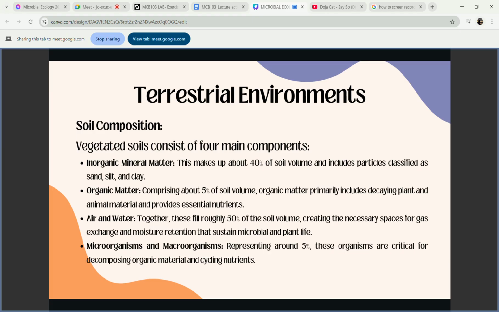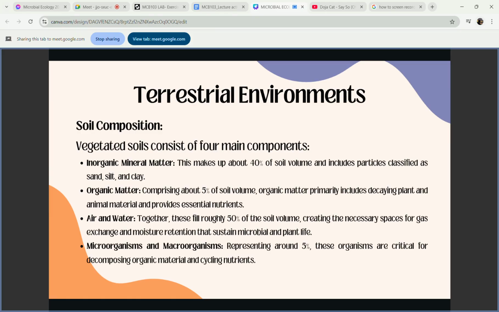For inorganic mineral matter, it takes up about 40% of the soil volume. This includes particles classified as sand, silt, and clay. The soils are named based on their primary relative percentage of these particles, like sand, silt, and clay, wherein they can be called sandy clay or loam.